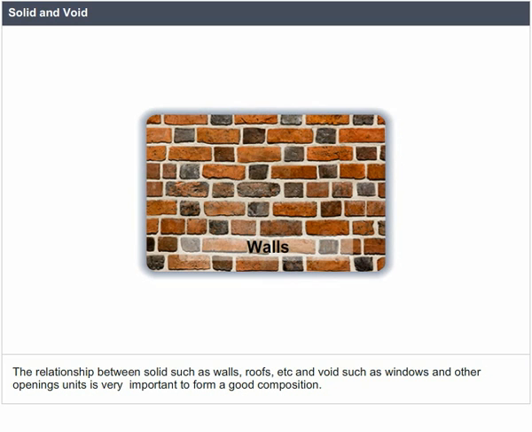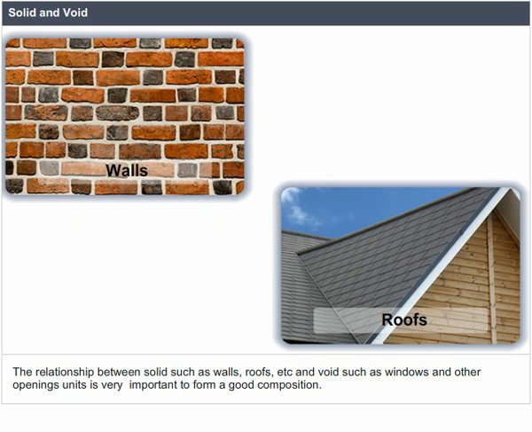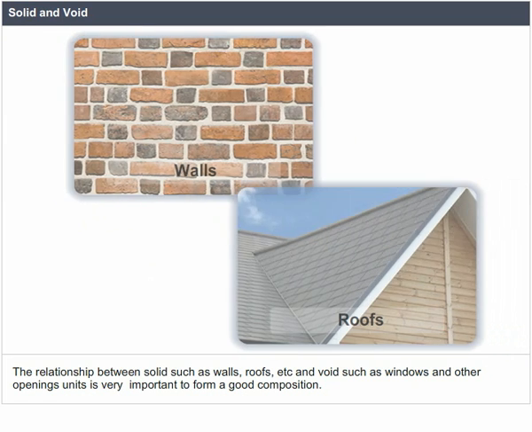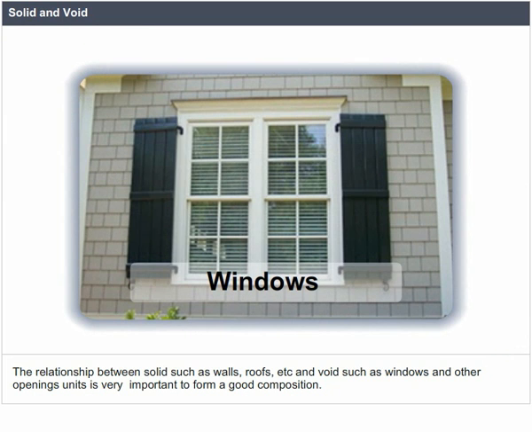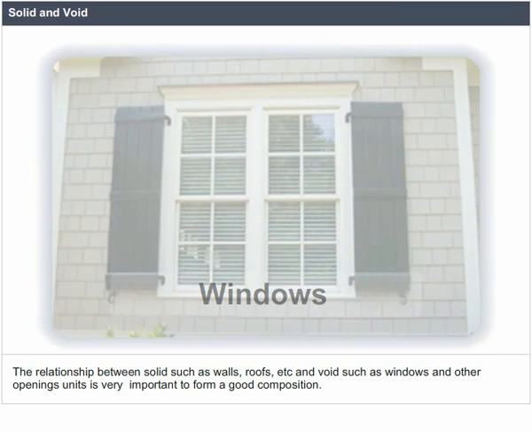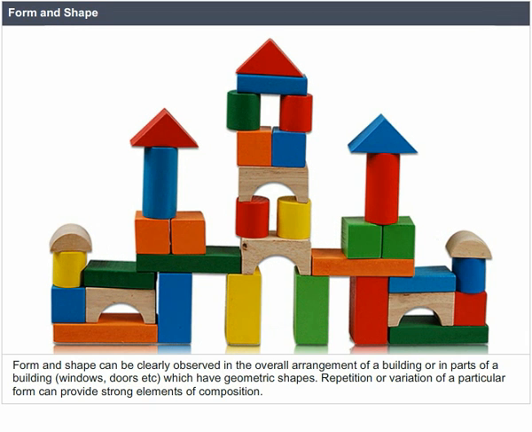Solid and void. The relationship between solids such as walls, roofs, etc., and voids such as windows and other opening units is very important to form a good composition. Form and shape. Form and shape can be clearly observed in the overall arrangement of a building or in parts of a building, windows, doors, etc., which have geometric shapes.